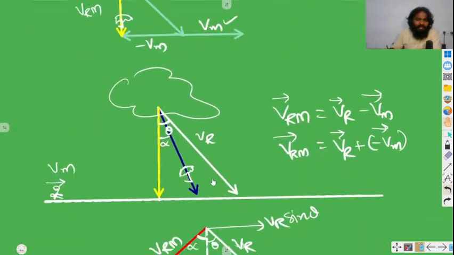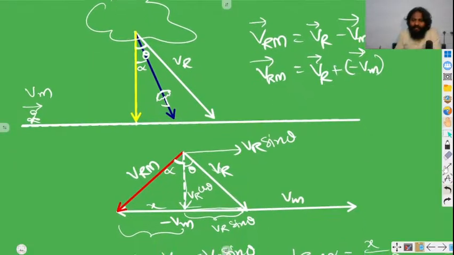So what is the final result we got here? The red one is nothing but a vector. This is what happens when the man increases his velocity. This is the velocity of rain. If you run with somewhat slow speed, then this is how the rain appears to you. If you run with a velocity equal to the horizontal component of the rain, then this is how the rain appears to you. If you increase even further, then this is the velocity at which rain appears to you. Okay, clear? This is about relative velocities.